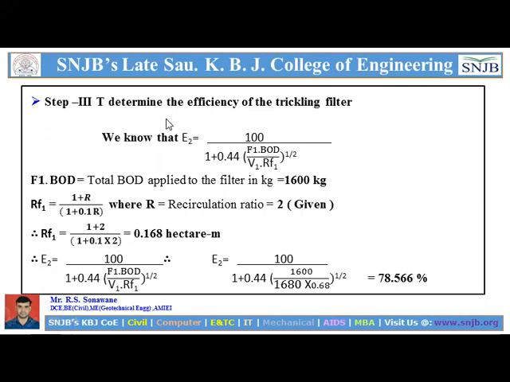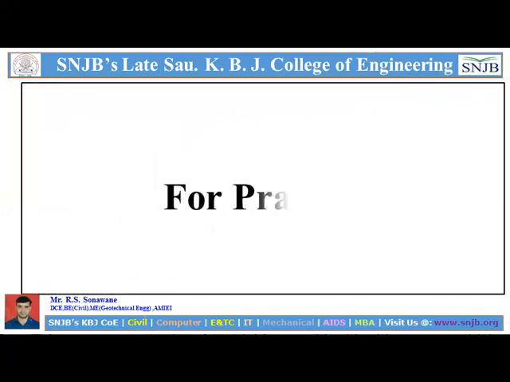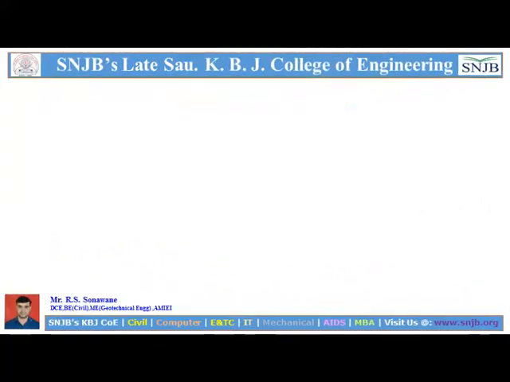So as per the given determination, we already found the three parameters. The first parameter was the volume of the trickling filter, the second one is the dimension in terms of height and diameter, and the last one is the efficiency of the trickling filter. If they ask for the design of any trickling filter, these three parameters are very important, then we'll get the full marks. So next I put here an example for practice. You have to practice solving this example.